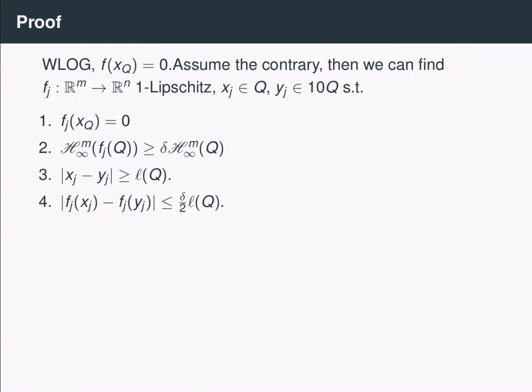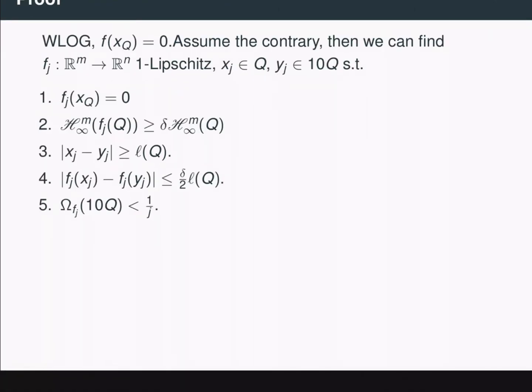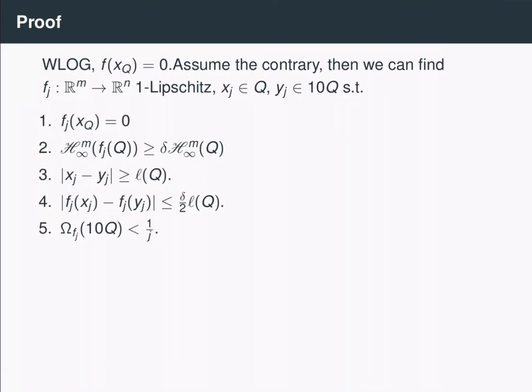Fourthly, the images of xj and yj under the function fj are no more than delta over 2L of q apart. And finally, the omega numbers of the functions in 10q are less than 1 over j. So recall that the lemma originally stated that if 1 through 4 are true for some one-Lipschitz function and points x and y, that implies that the omega number in 10q has to be at least epsilon.